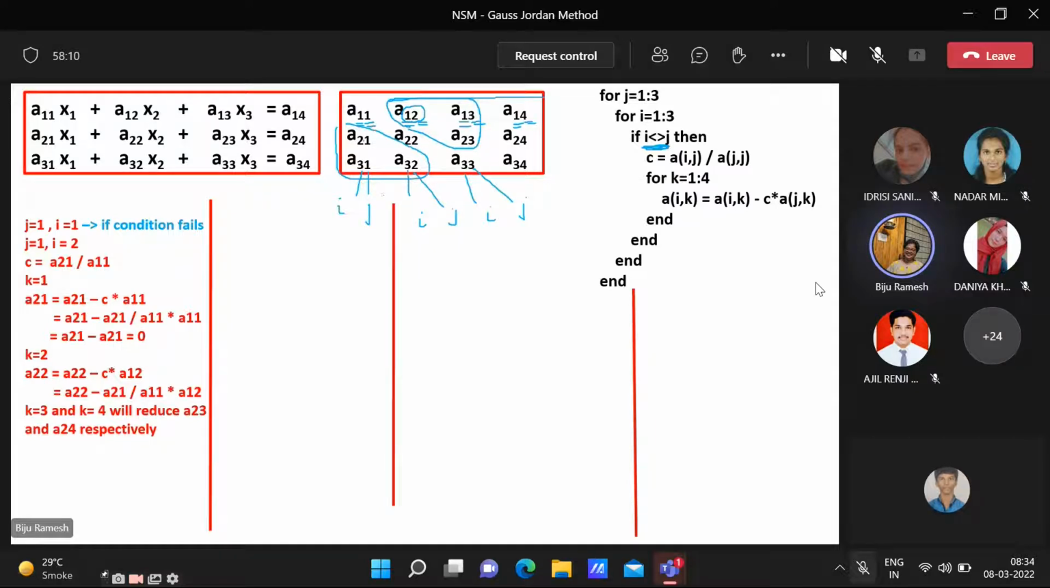Whereas the diagonal elements, I is equal to J. So we should not touch this. We should not reduce A11, A22 and A33 to 0. Our aim is to only reduce this to 0. So we are giving the condition if I is not equal to J, you are going to give the procedure to reduce to 0. Otherwise, we don't touch. Is it clear, students? Everybody, did you all understand why the condition is given as I not equal to J?